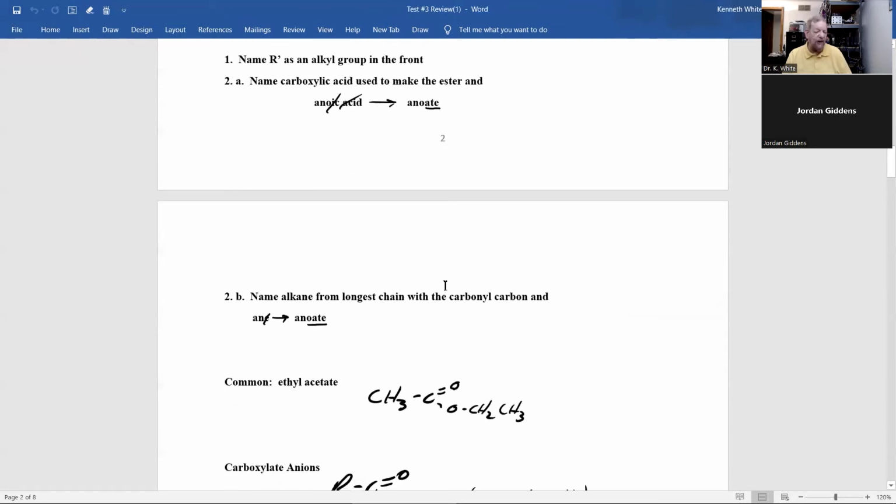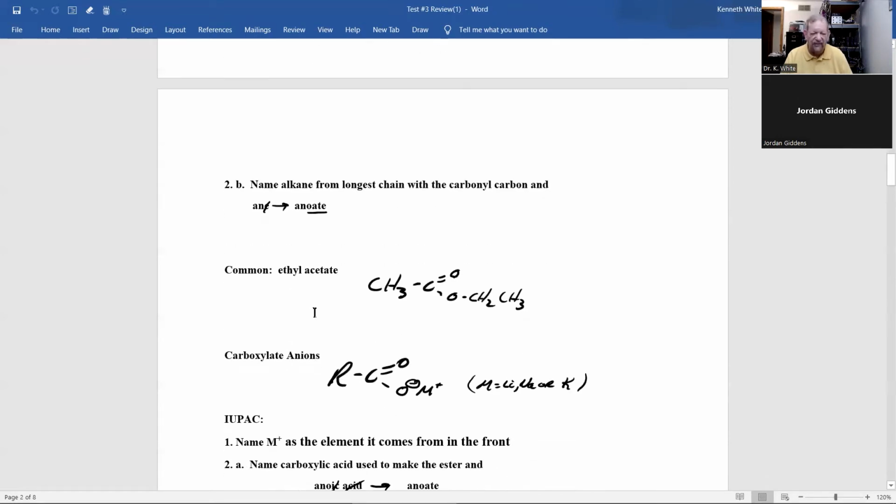Now, B2, what another student of mine came up with years ago: when R is not a benzene ring, you can use B2. How do you do that? Name the alkane from the longest chain with the carbonyl carbon, drop the E, and add OATE. And that's how you do it. I asked you to learn one common ester, and that's ethyl acetate, and that's this molecule. Remember, that's used as nail polish remover.